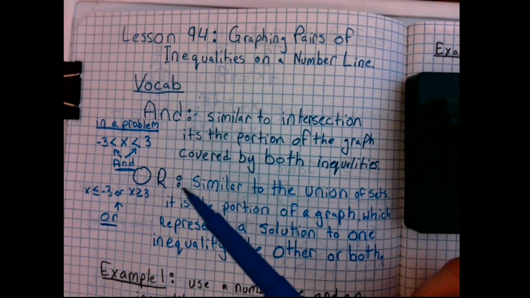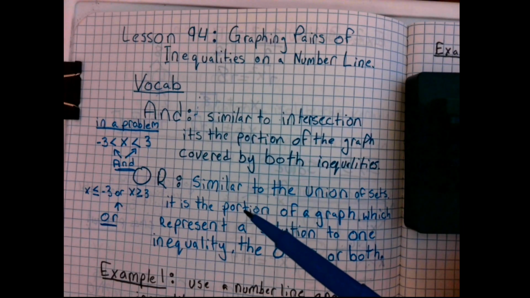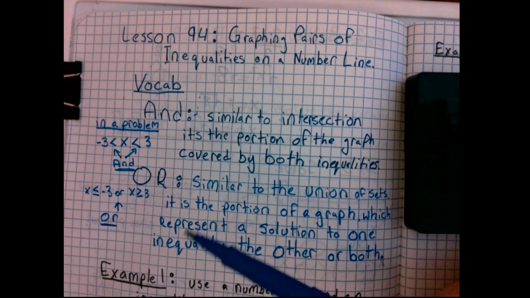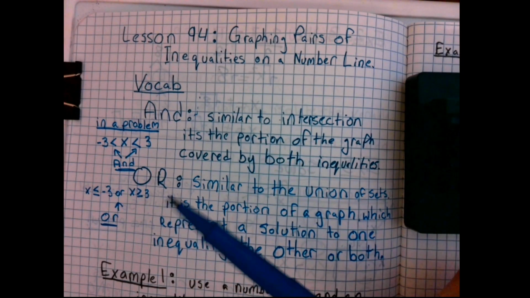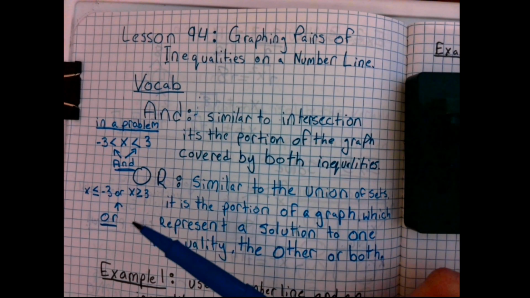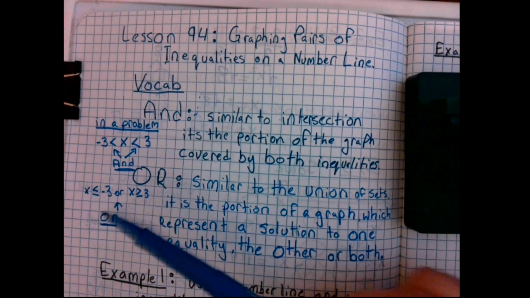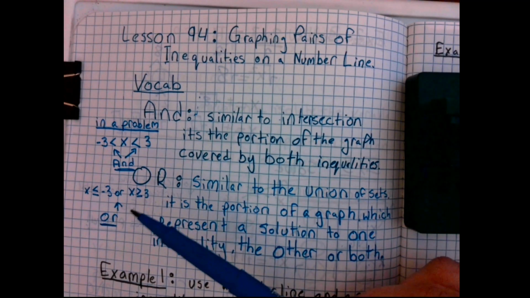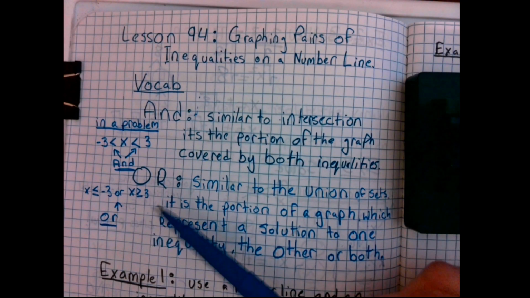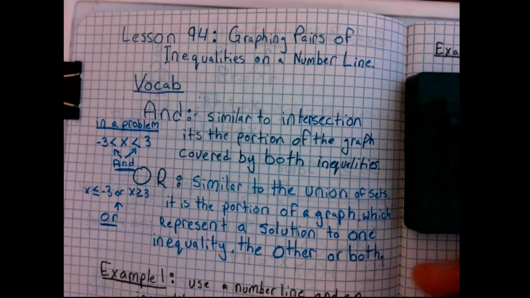Or is similar to the union of sets. Remember when we talked about the union of sets, we said that the union was anything that was in one set or the other or in both. If you see an or function, if you see x is less than or equal to negative 3 or x is greater than or equal to 3, then you're going to graph both of the inequalities on the same number line. So we've already graphed inequalities on a number line already.